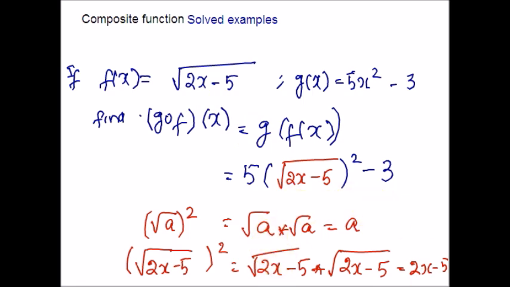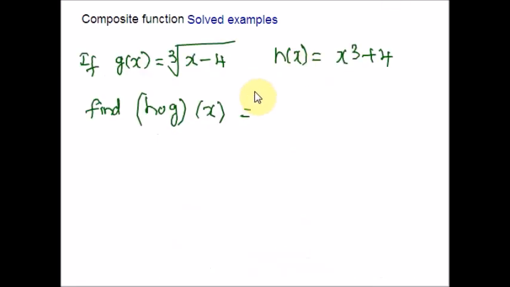Now let me take one more example. Please read the question. It is very similar to our previous question. In the previous example we had a square root, but here please notice that you are given a function with a cube root. At the same time, please look at the other equation. We have x cubed. So did you notice that there is some relationship between the exponent and this cube root? Yes, it will be cancelled out.